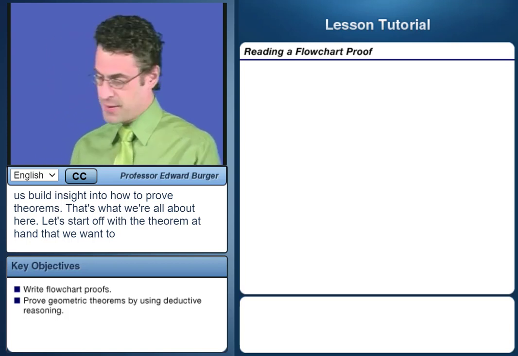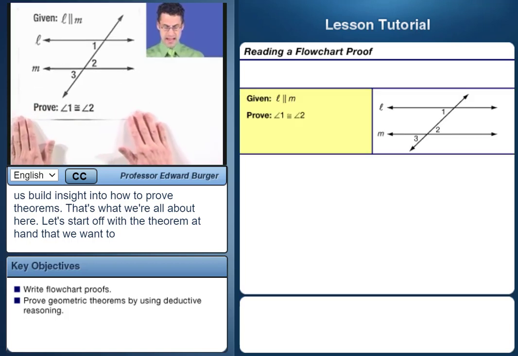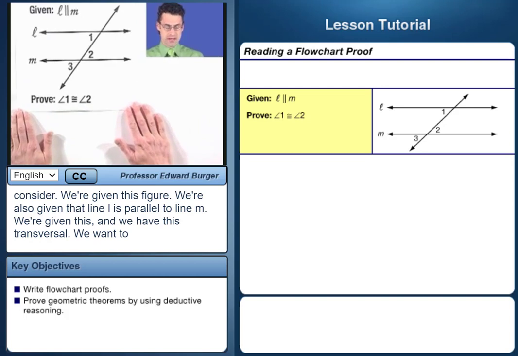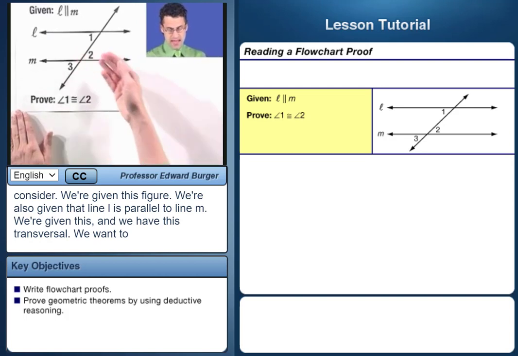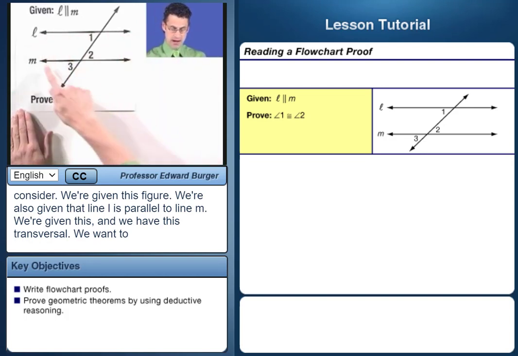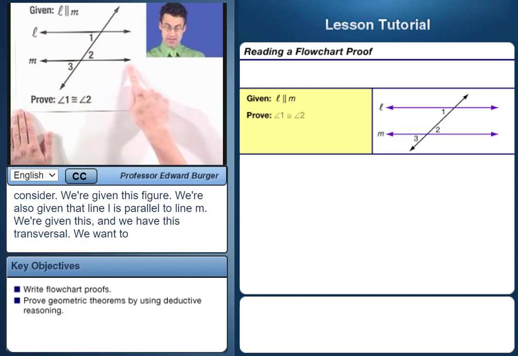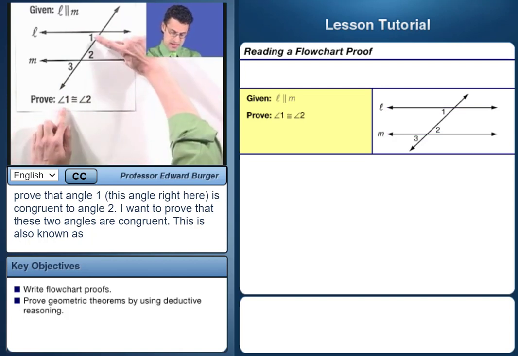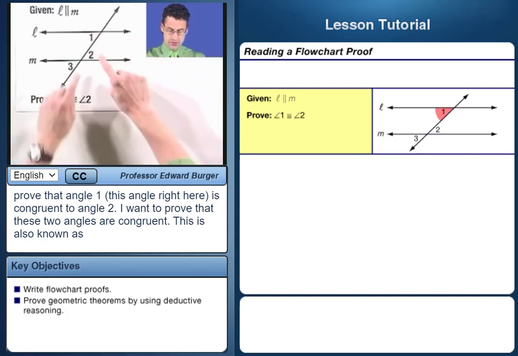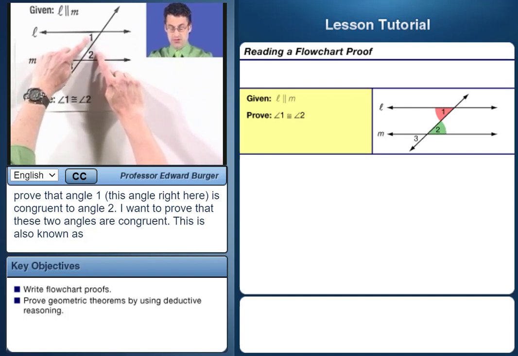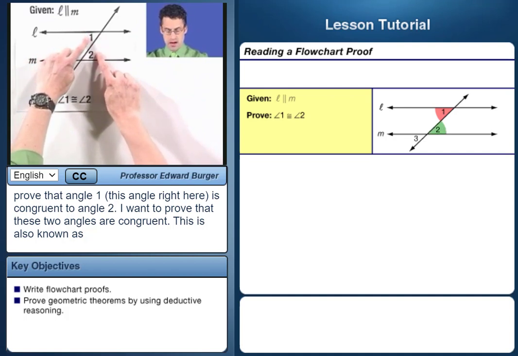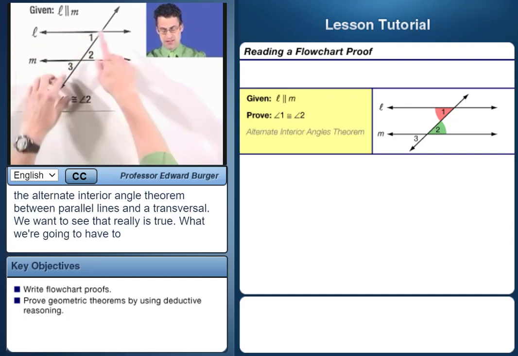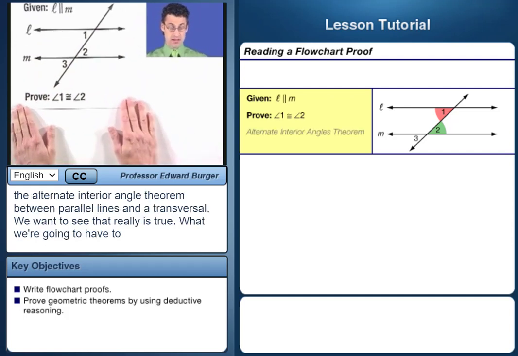So let's start off with the theorem at hand that we want to consider. We're given this figure, and we're also given that line L is parallel to line M. We have this transversal. And what we want to do is prove that angle 1, which is this angle right here, is congruent to angle 2. So I want to prove that these two angles are actually congruent. This is also known as the alternate interior angle theorem between parallel lines and a transversal. So we want to now see that it really is true.